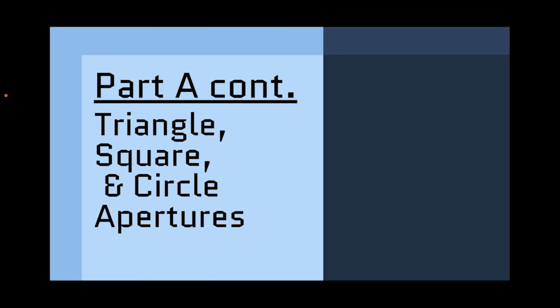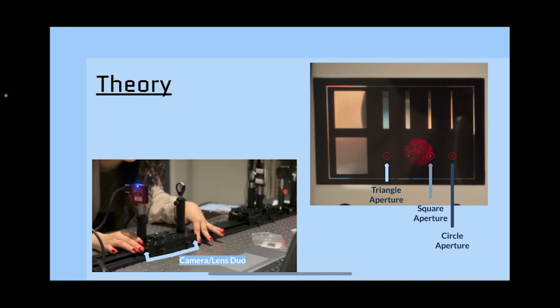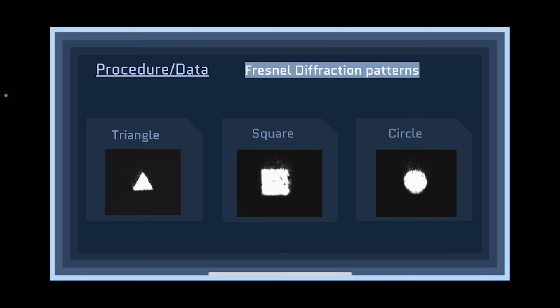Part B continued with triangle, square, and circle apertures. The goal was to see how diffraction changes from the Fresnel near field to the Fraunhofer far field. We did this by moving the camera and lens back and forth along the optical rail. When the camera and lens were closer to the apertures, we observed Fresnel diffraction patterns. We adjusted the iris and camera exposure to capture these images.